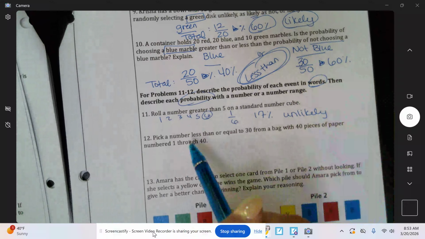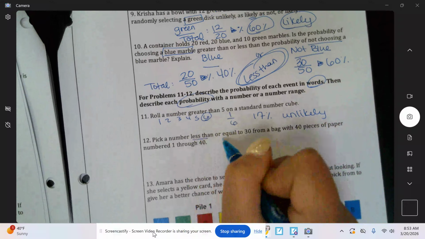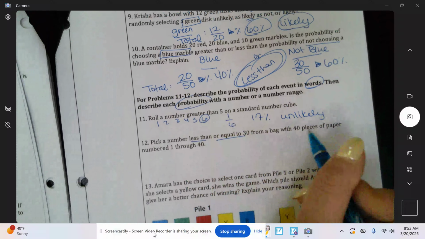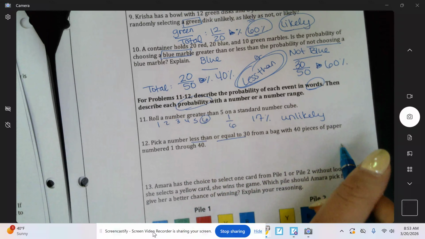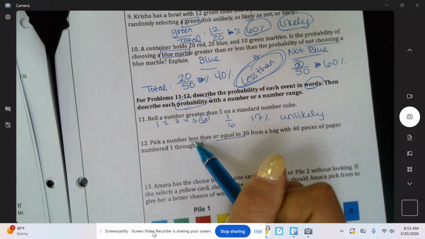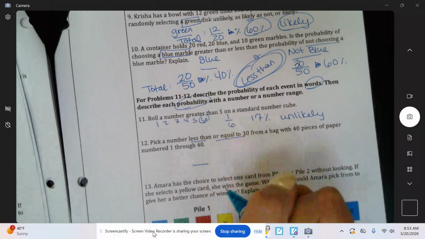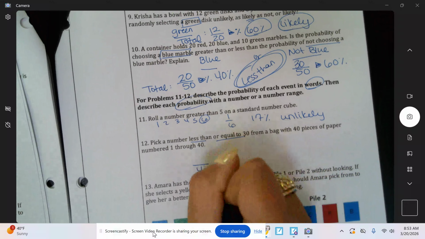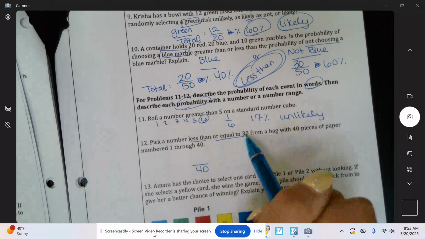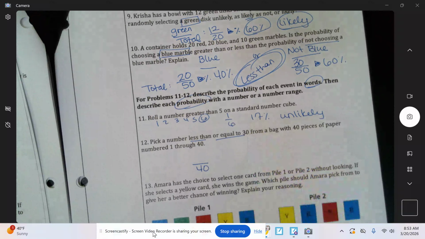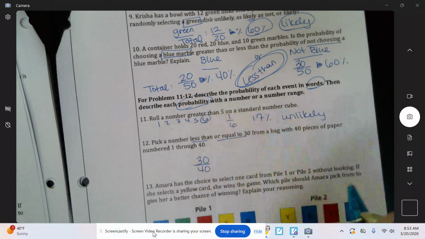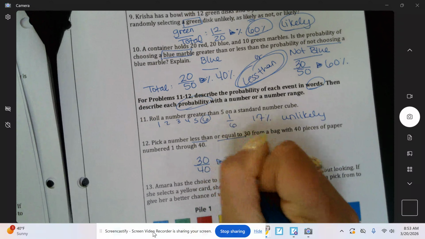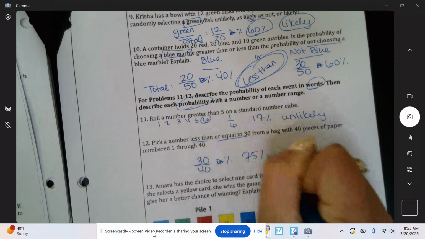Alright, you pick a number less than or equal to 30 from a bag of 40 pieces of paper that are numbered 1 through 40. How many total options are there? 40. How many of them are less than or equal to 30? If you number 1 through 40, right? How many of them are going to be less than or equal to 30? 30 pieces. And as a percent, that is 75%. And what's the likelihood?